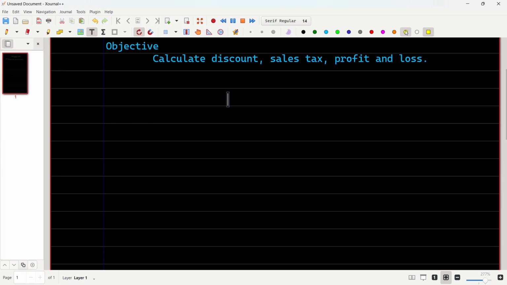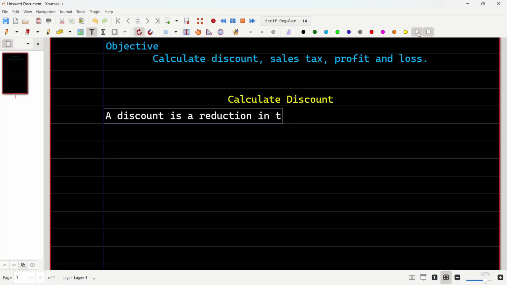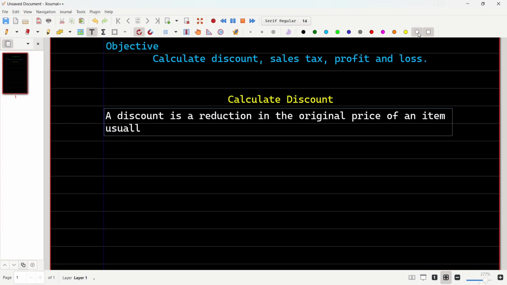I'll just put that heading here. I'm going to say calculate discount. Now, the first thing that you might want to know, for those of you who don't know, is what do you define a discount as? So a discount is a reduction in the original price of an item, usually written as a percentage.